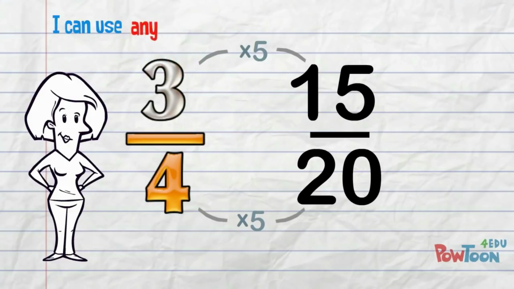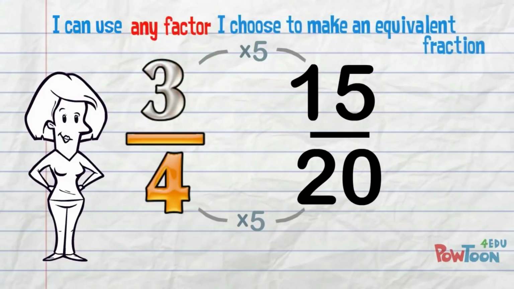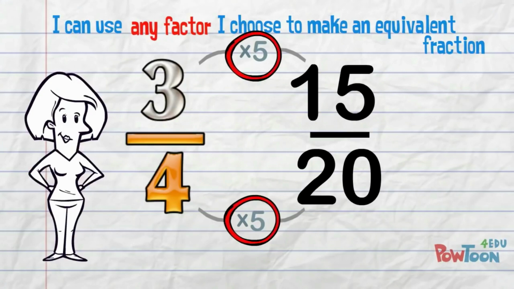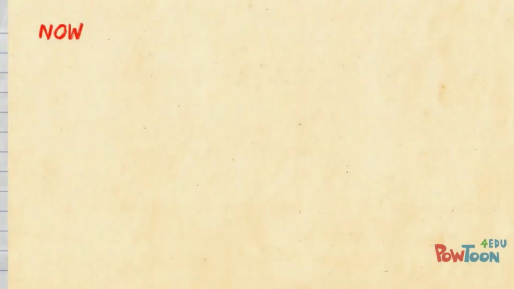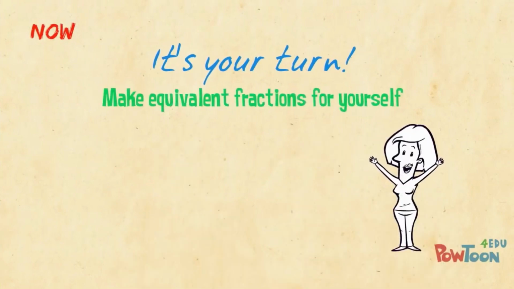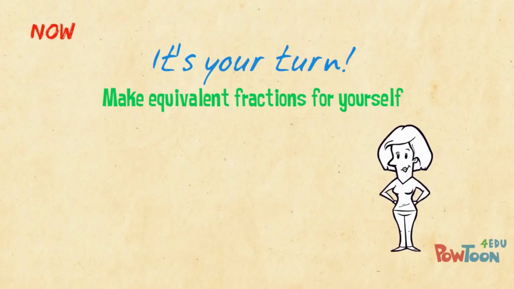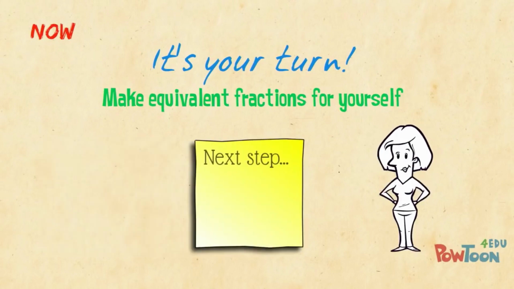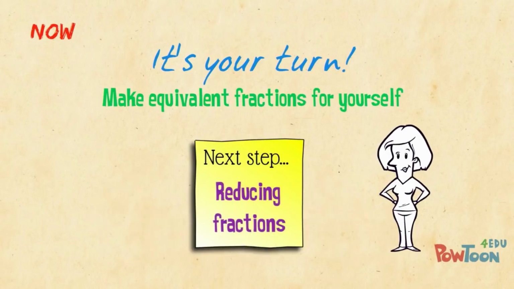I can use any factor I choose to make an equivalent fraction, as long as I multiply both the numerator and the denominator by the same number, then I'm doing it right. Now it's your turn. Enjoy your math power as you make some equivalent fractions for yourself. And when you're brilliant at that, click here to go on to the next step, reducing fractions.